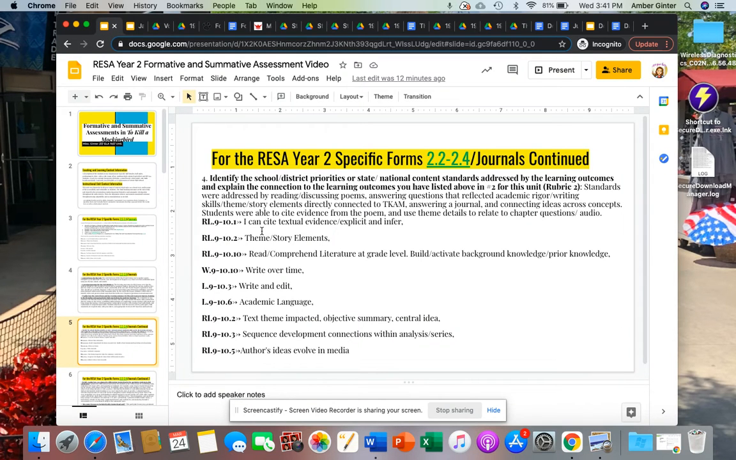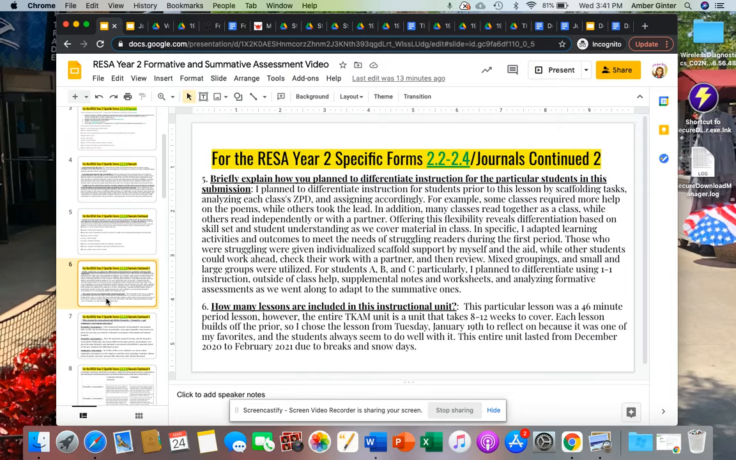And so here again, this is kind of what I put up there for the students, but they should be able to cite textual evidence explicitly and infer. They should be able to identify themes, story elements, read and comprehend literature at grade level, build and activate background knowledge, prior knowledge. So we've talked about the Great Depression, segregation, racism. They should be able to write over time, write and edit, have academic language, look at the text theme impacted, summary, central ideas, sequence of ideas over time with the analysis, and the author's ideas that are involved in media.